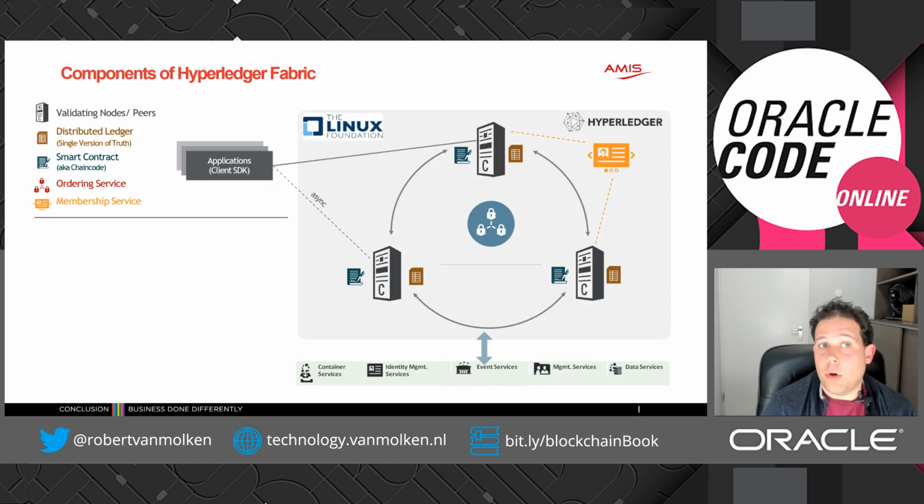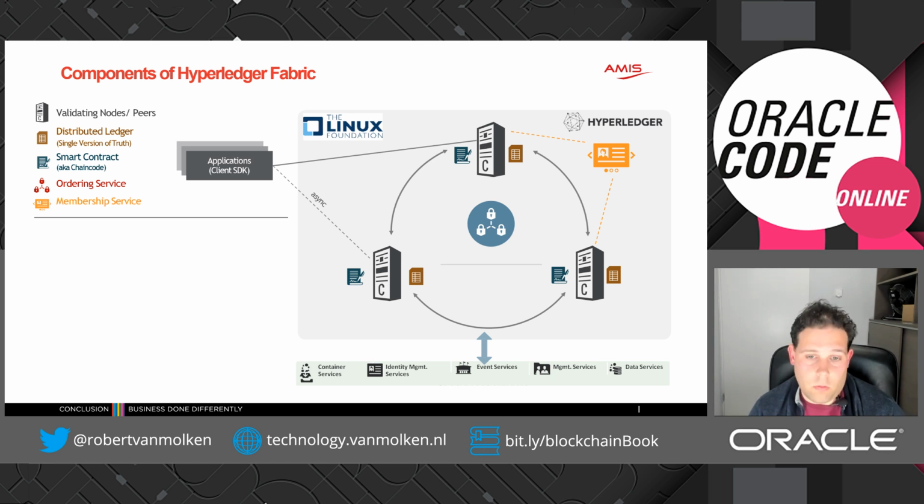So let's look at the components of Hyperledger Fabric before we get into the blockchain platform. On the left you see the components. The first one is the validating nodes and peers. You see that on the right in the image we have 3 validating nodes and peers. As I showed in my example, they each have the distributed ledger, which is the single version of the truth, and it includes smart contracts. In Hyperledger Fabric, they are called chaincode.